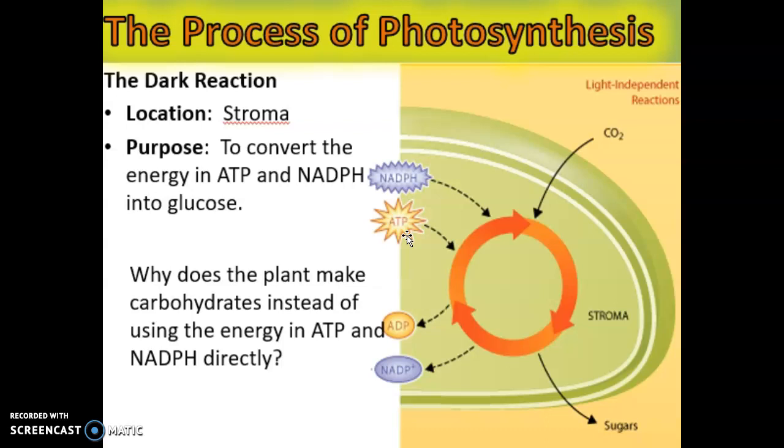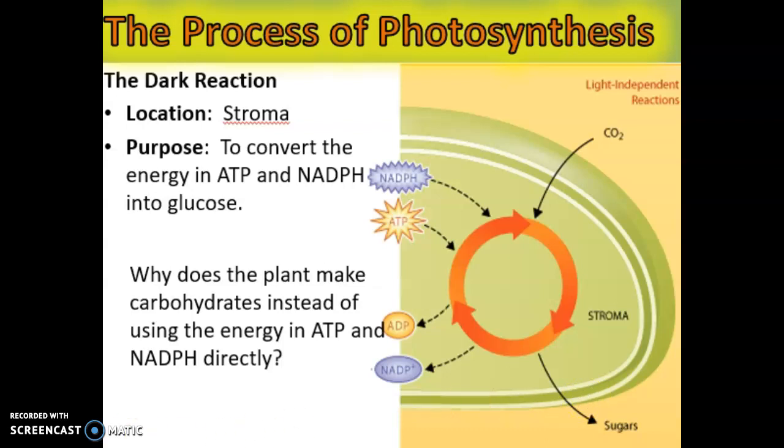The answer to that question is that ATP has one problem as an energy molecule, and that's that it cannot be stored. If you don't use ATP within a few seconds, it's going to break down into ADP, which is that dead battery form of this molecule, no matter what. So you make sugars like glucose in order to store energy. That way you don't have to use the ATP right away.